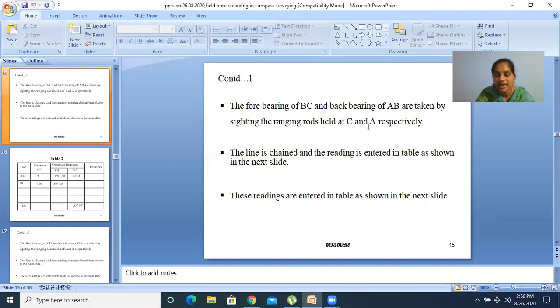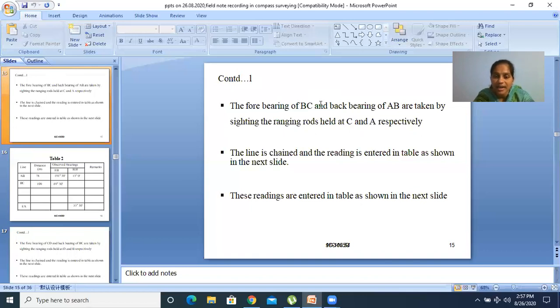And by placing the ranging rod at station A, we can take the back bearing of AB from station B. So these are the two bearings we take from station B: the fore bearing of the forward line and the back bearing of the preceding line. So the fore bearing of BC and the back bearing of AB have been taken from station B.